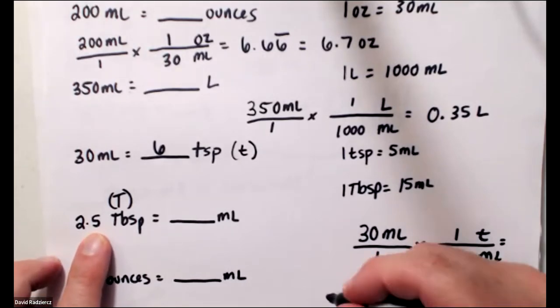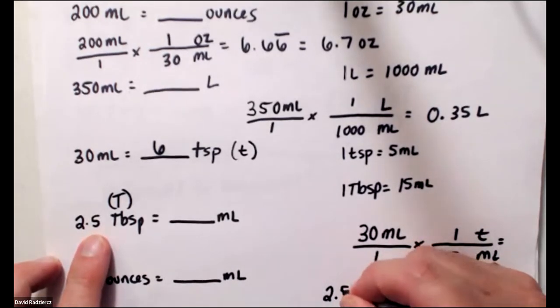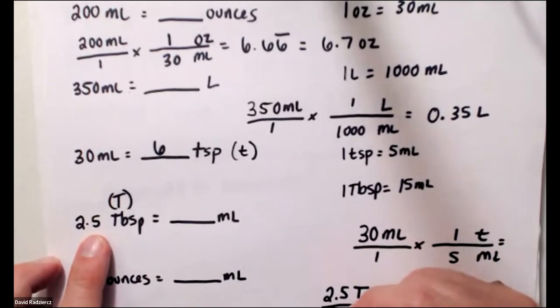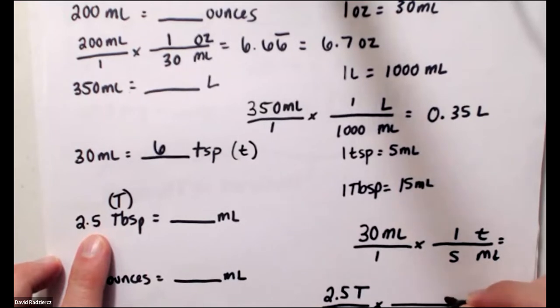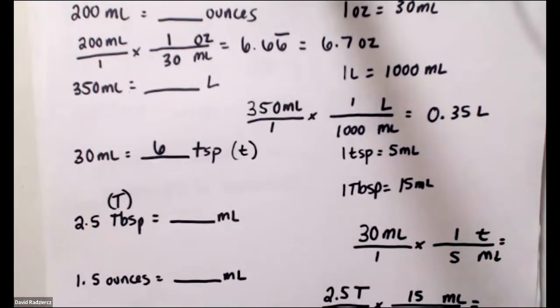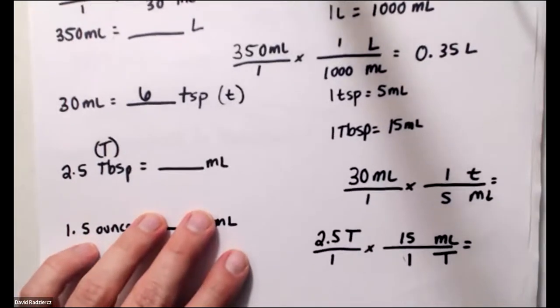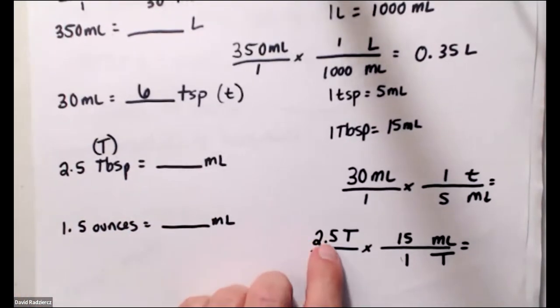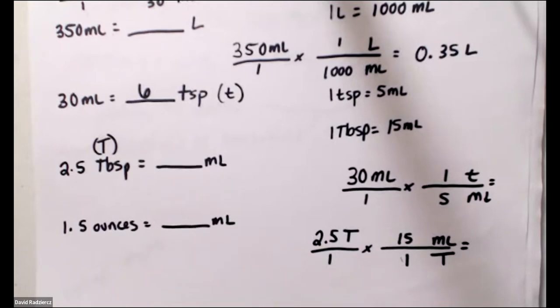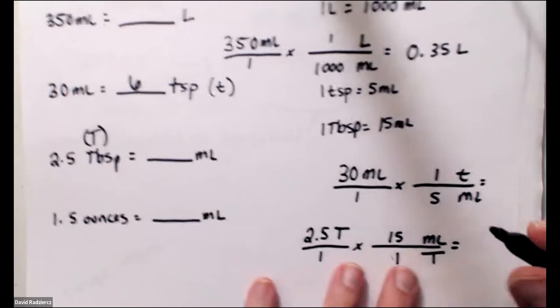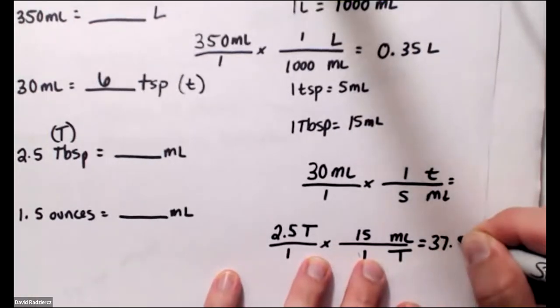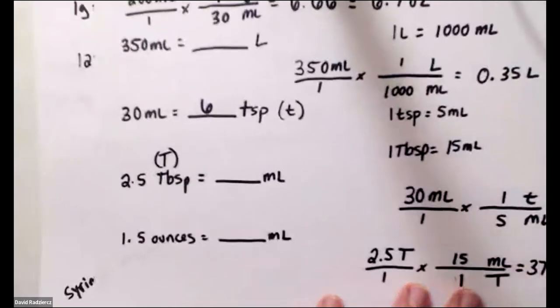Tablespoons to milliliters. This is 2.5. I'm just going to write big T. And again, I don't want big T, I want milliliters. So 1 tablespoon is equivalent to 15 milliliters. So this time we're not going to divide our answer. We're going to multiply 2.5 times 15. 2.5 times 15 gives me 37.5 milliliters.